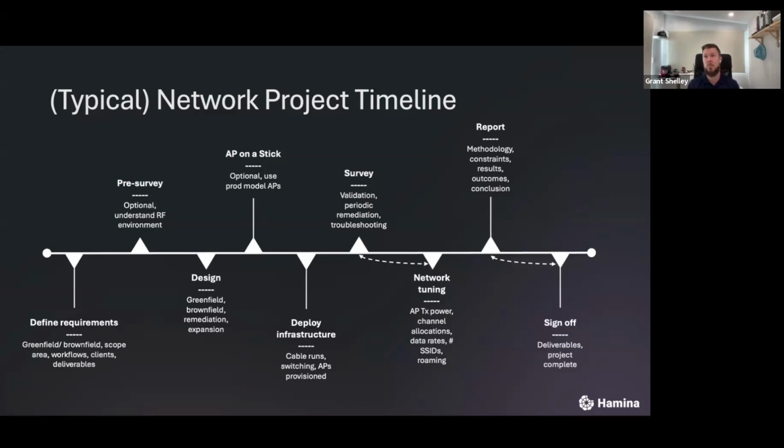The clients as well. So what clients are going to be used, and what are the deliverables, right? How do we get sign off on the project? We're probably going to have different milestones for when the initial plan is done, when the infrastructure is deployed, when the survey is done, and when the deliverables are done for that.